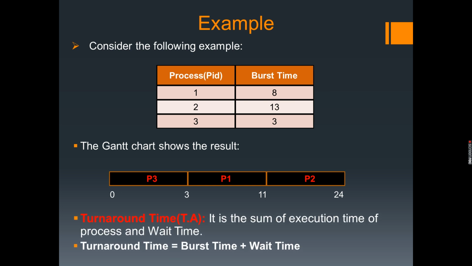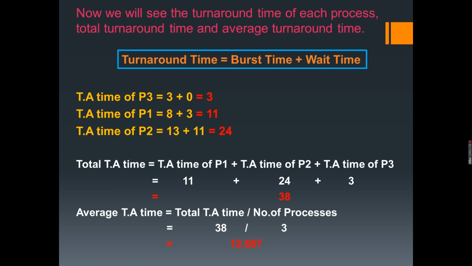What is turnaround time? It is the sum of the execution time of the process and wait time. That is, turnaround time is equal to burst time plus wait time. Now we will see the turnaround time of each process, total turnaround time and average turnaround time. So as we know the formula, turnaround time is equal to burst time plus wait time.